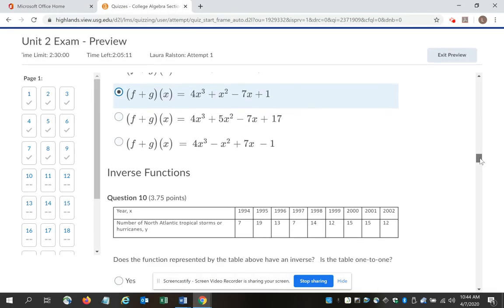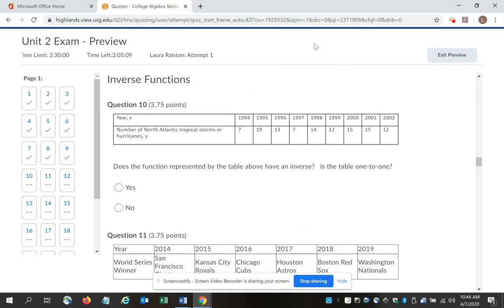Okay, then the next grouping of questions dealt with inverse functions. I gave you a table which shows the year and the number of North Atlantic tropical storms or hurricanes. And I asked you the question, does the function represented by the table above have an inverse? In other words, is the table 1-to-1?